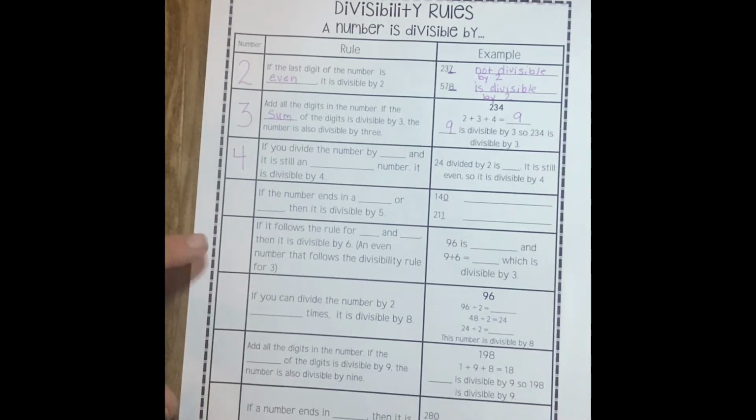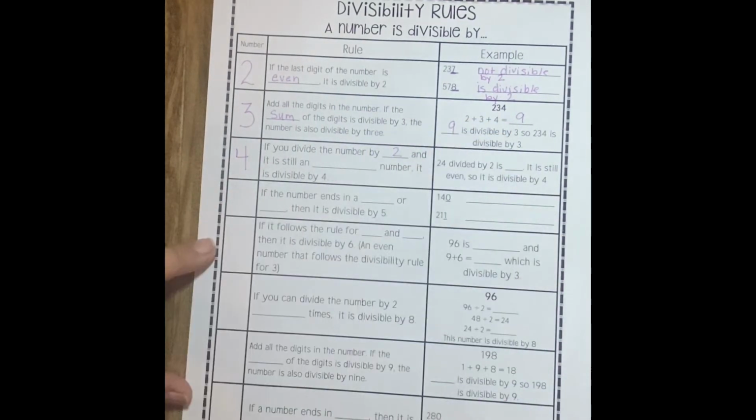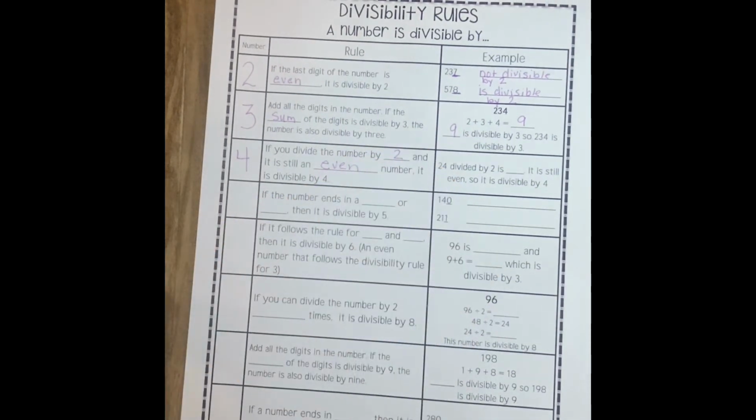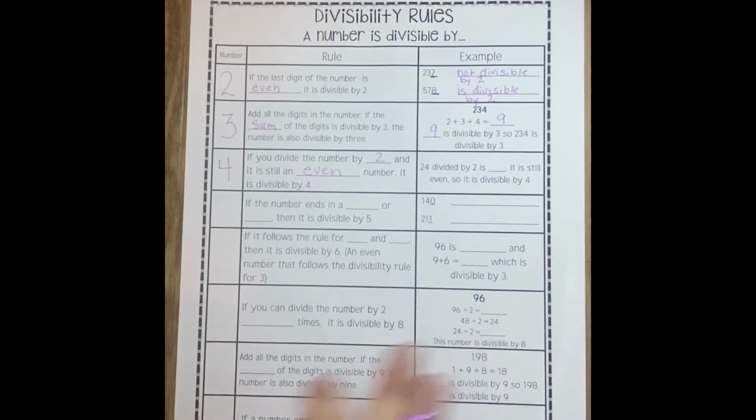If you divide the number by 2 and it is still an even number, then it's divisible by 4. So that simply means I have to start with an even number. If the number isn't even to start with, this isn't going to work. So I can look and say, okay, is the number even? And if I say yes, then I can divide it by 2. And then I look at what my result is of that. What is the quotient after I have divided it by 2? If it's still an even number after I've done that first division, the whole thing is also divisible by 4.